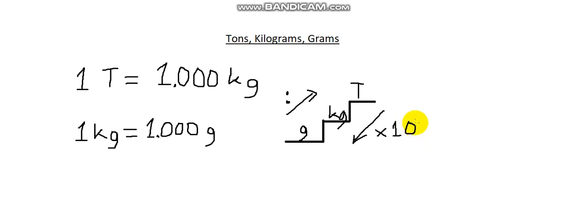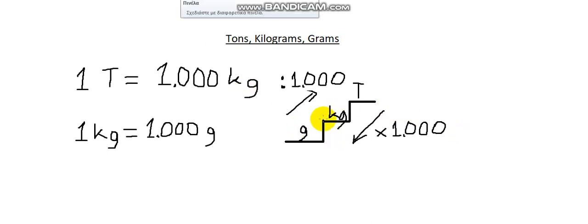So basically, what you have to think about in your exercises is, am I moving up the ladder? Okay, then I have to divide by 1,000. Am I moving down the ladder? Then I have to multiply by 1,000.